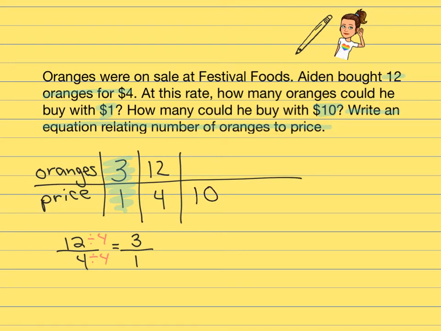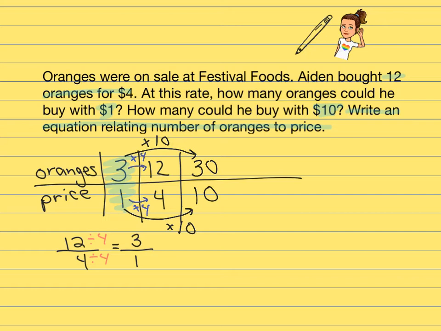$10 is the price. We know that 1 times 10 equals 10, so therefore 3 times 10 gives us our answer. Aiden can buy 30 oranges for $10. The same thing happens when we take our unit rate and multiply by 4. 1 times 4 equals 4.